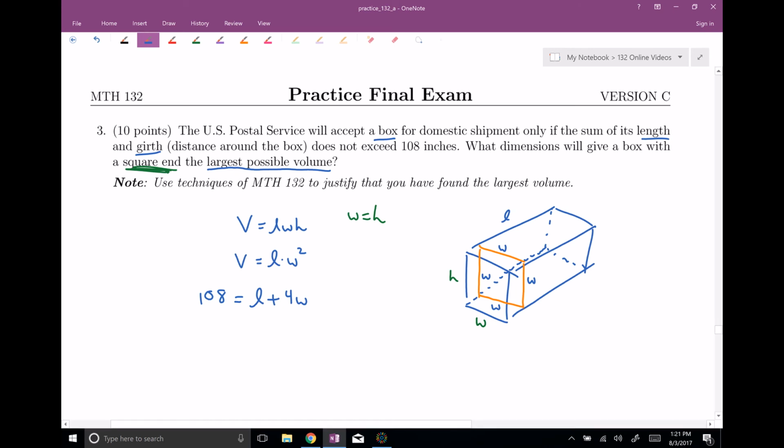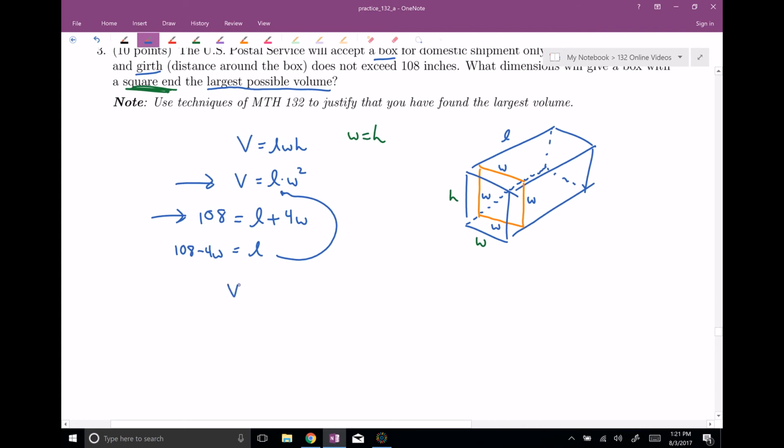Well, again, if I want to maximize my volume, let's use all 108 inches. And this gives us a way to reduce our volume, which right now has 2 variables, into just 1 variable. Sometimes this is called a restriction equation. So let me go ahead and rearrange this. This is going to be L is equal to 108 minus 4W. And now I can plug this in everywhere I see an L up here. So volume is equal to 108 minus 4W times W squared. And now we have our volume equation in terms of just 1 variable.